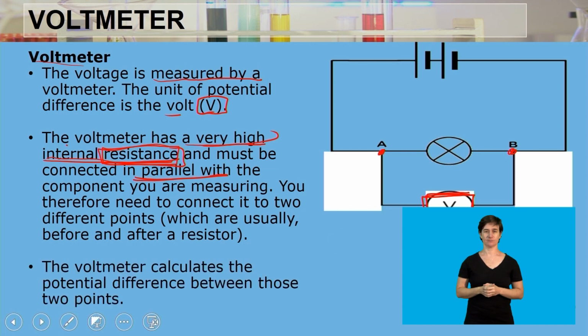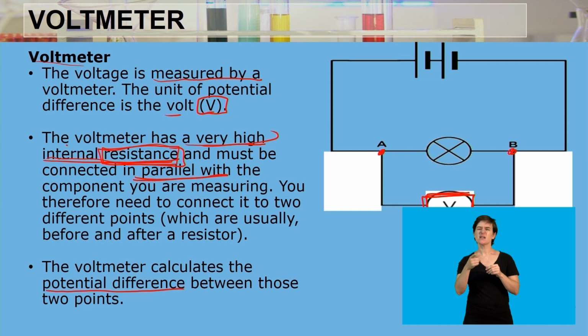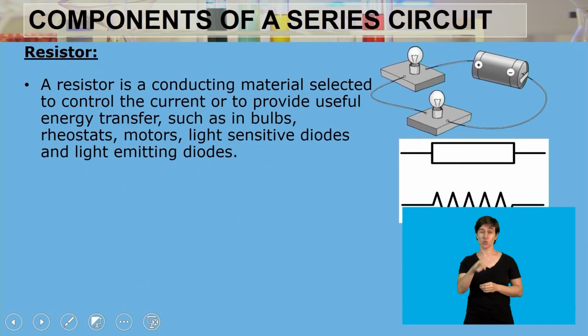So the voltmeter measures the potential difference between 2 points. The potential difference that you are measuring between these 2 points is going to be registered on our device, our voltmeter. So remember, we are using the potential difference to measure the voltage, and it is measured in volts, and the unit is V.